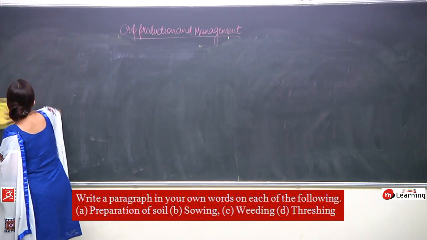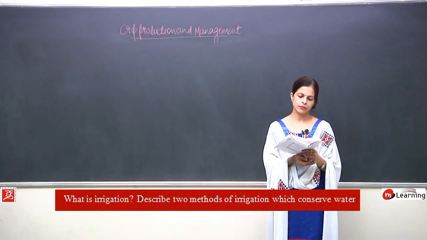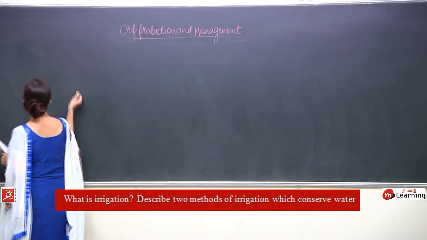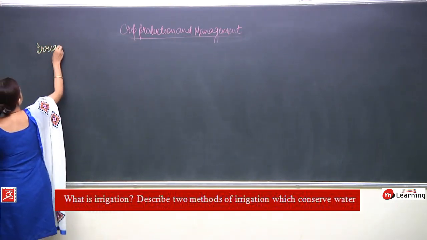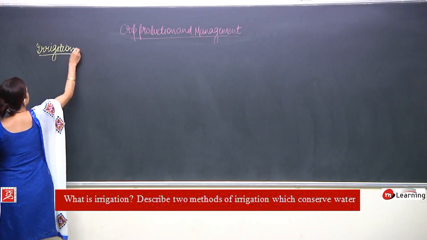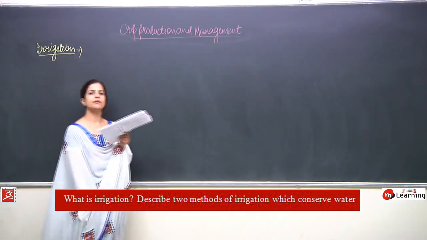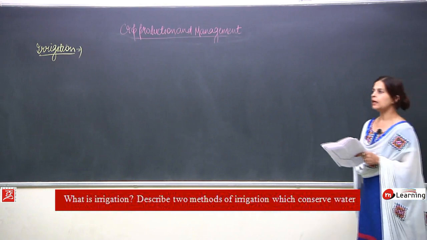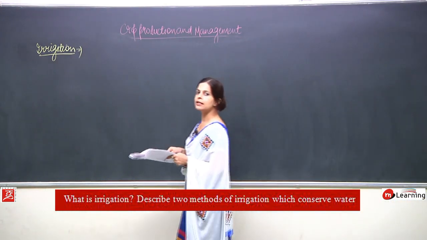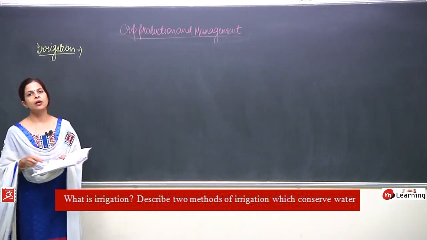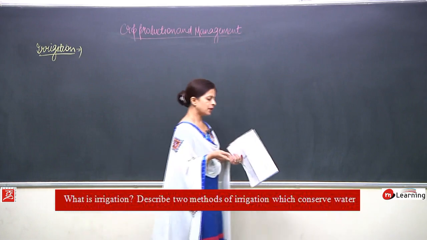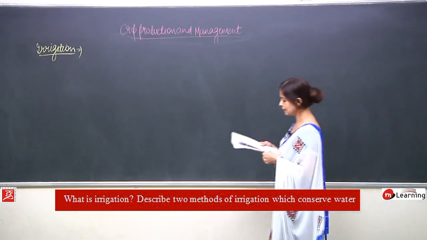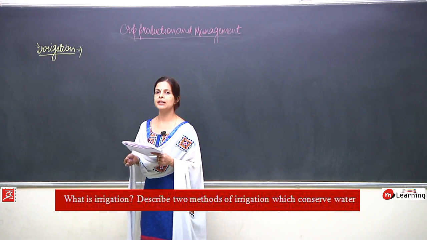Now we are going to discuss irrigation. I won't be writing the irrigation definition again. First of all they have asked what is irrigation. Irrigation is the supply of water to the crops or in the field at definite intervals and in a particular amount. Now the next thing they have asked about is the two methods: describe two methods of irrigation which can conserve water.